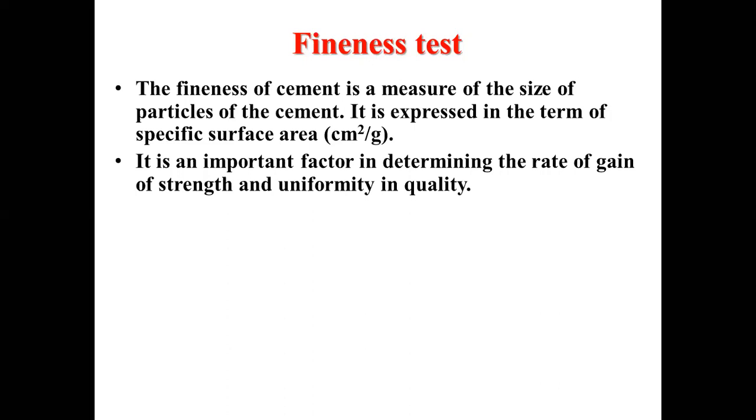If we are going by kg, then the unit used is meter square per kg. If it is small, we use centimeter square per gram. It is an important factor for determining the rate of gain of strength, uniformity and quality. So the fineness test is always about grain size, or the size of the particles, how fine it is, contributing to the particle diameter. That is the fineness test we conduct.